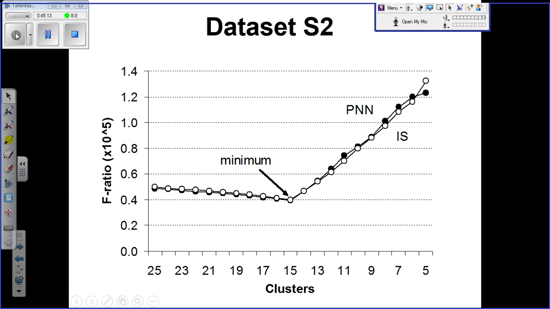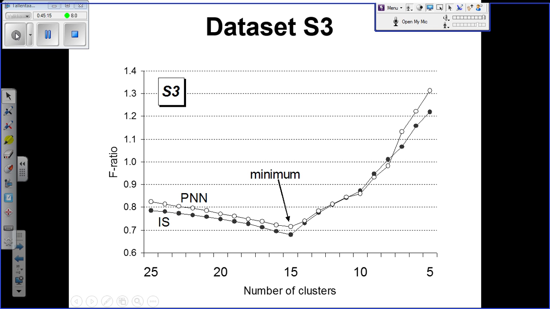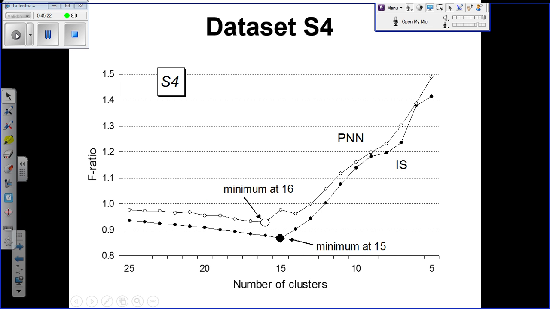S2, the same happens. S3. And even the most difficult, S4. And now some small thing happens. This is the agglomerative clustering. This is an improved variant.